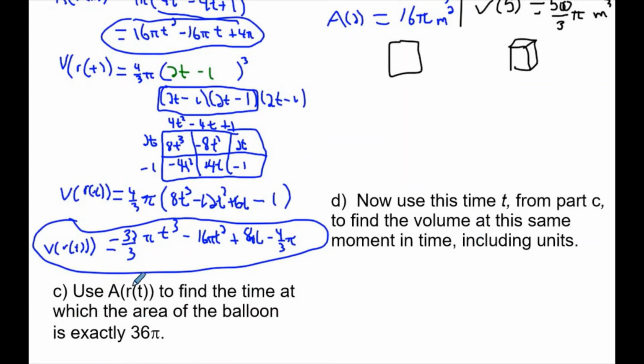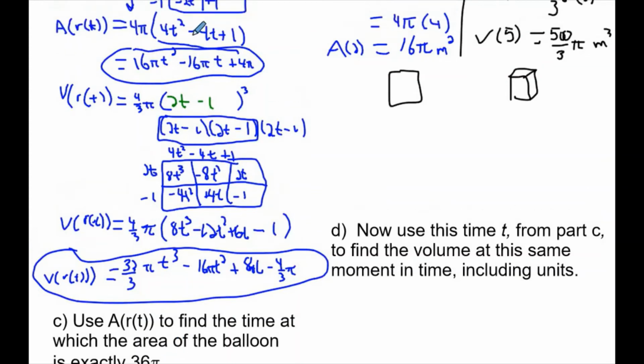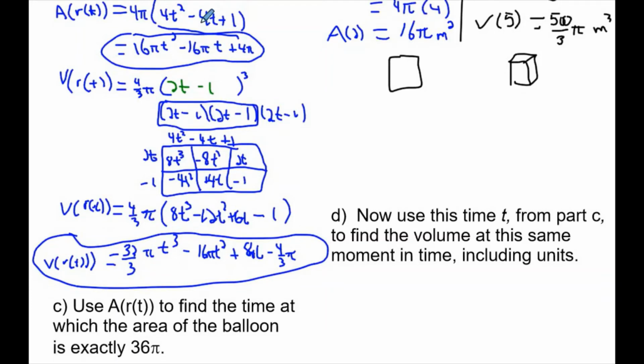So now it says use A of R of t to find the time at which the area of the balloon is 36 pi. And this is such a great question because we have these two answers. We had the first answer and then we distributed that answer. So now the question is, which of these would be easier to set equal to 36 pi? And the answer is this one is.